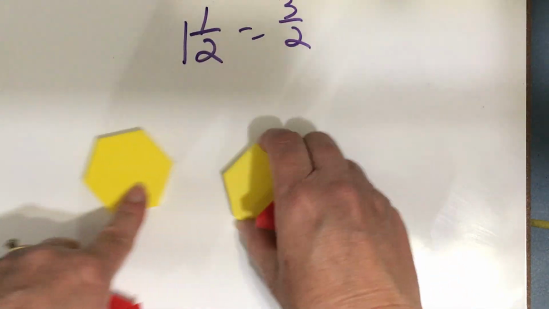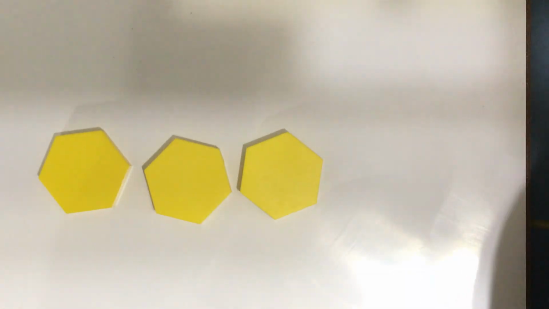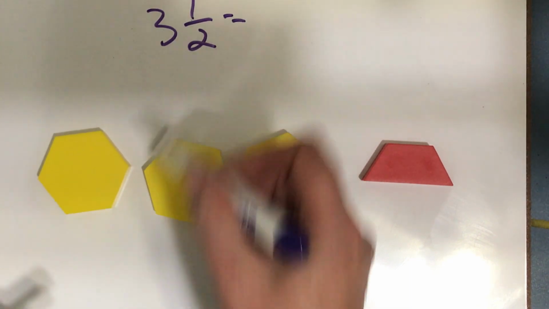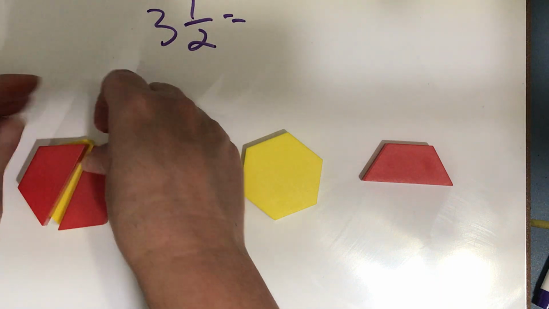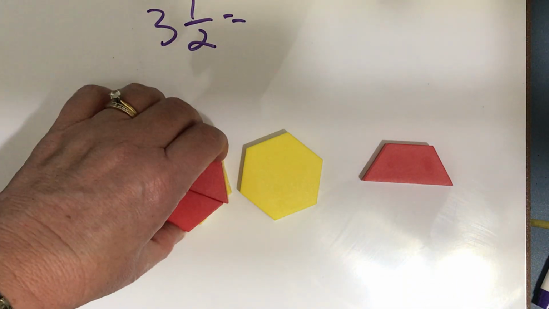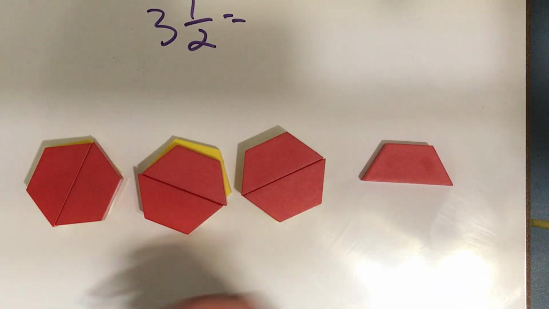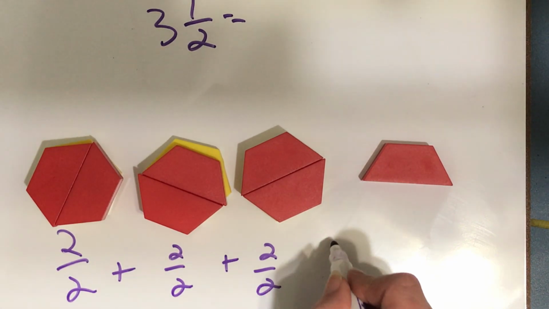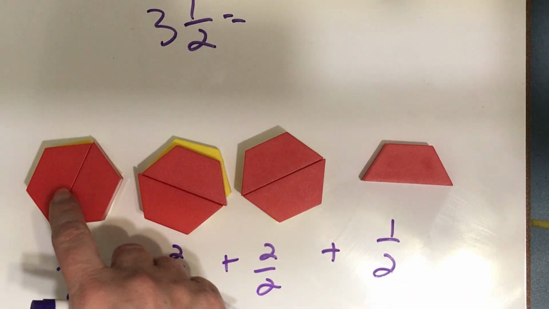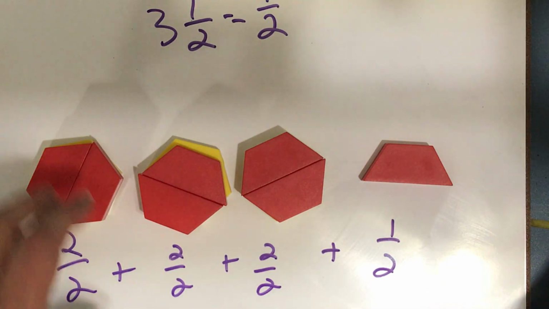All right, what if I have 3 1/2? I know that each whole equals 2 halves, so I could rename each whole as 2 halves. Here's 2 halves and 2 halves and 2 halves. So I have 2 halves plus 2 halves plus 2 halves plus 1/2. So that's 2, 4, 6, 7 halves. So 3 1/2 is 7 halves.